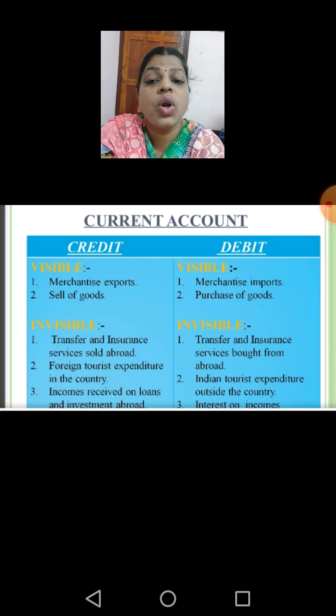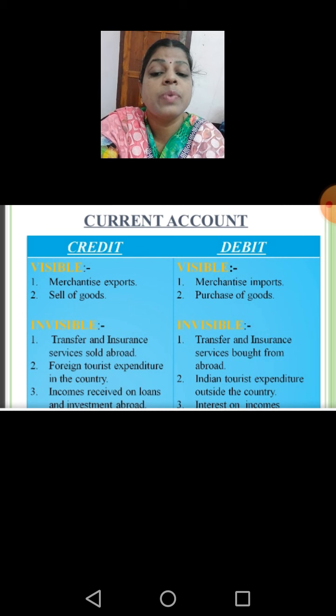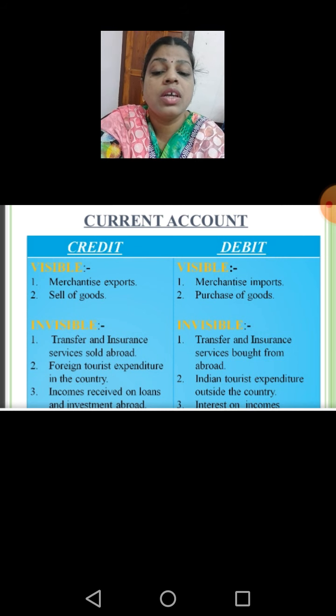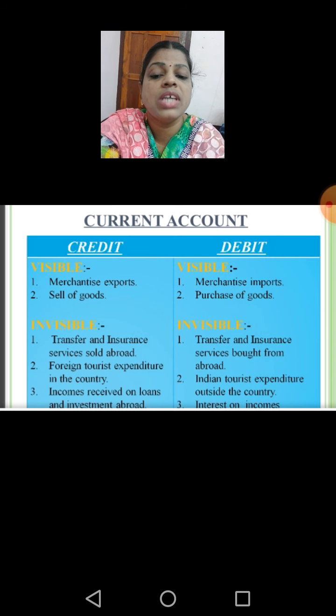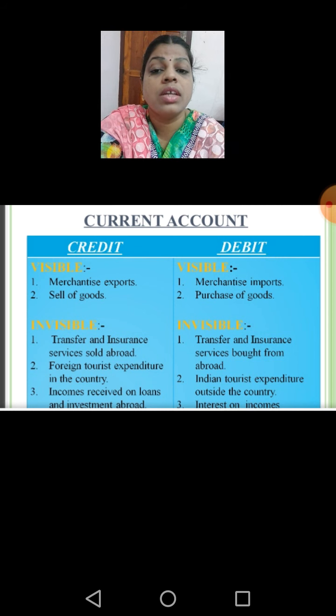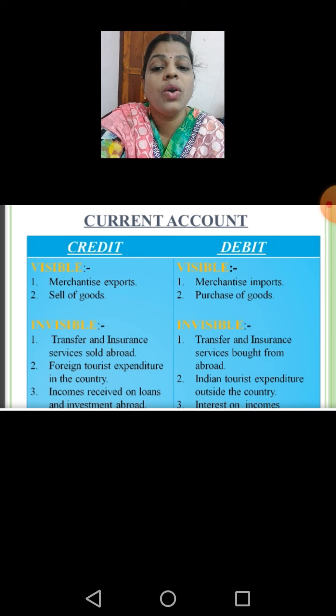So what all the services that we have done, as well as the foreigners also, for tourist purposes, they will spend money in our country. And what about the loans? Yes, income received on loans and investment abroad. So if we made some loans to other countries, they have to pay interest for such loans. These are all payments made by the other countries to our country. So these all will get added to the credit item.